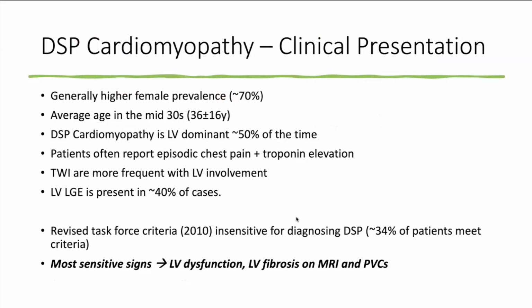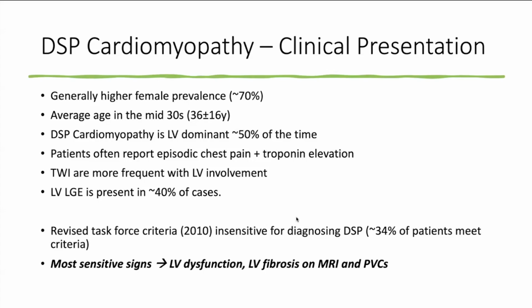In patients that have Desmoplakin mutation, the LV is predominantly affected, roughly 50% of the time. And this is in comparison to ARVC, where the LV is affected much less commonly.